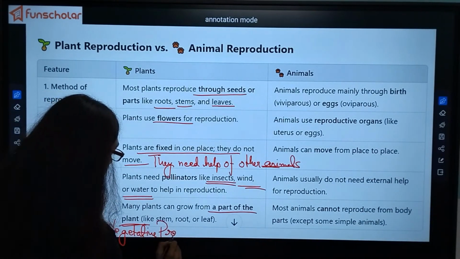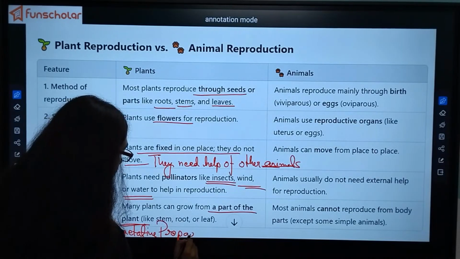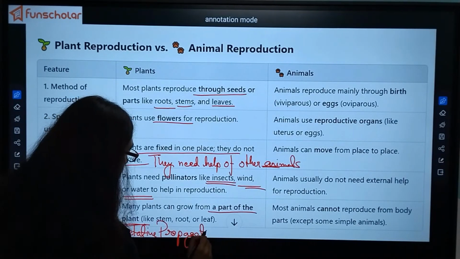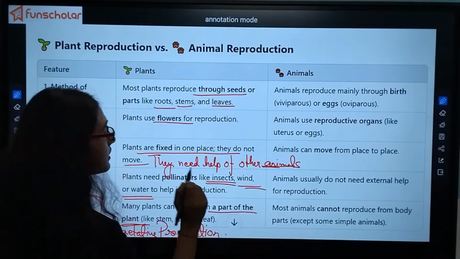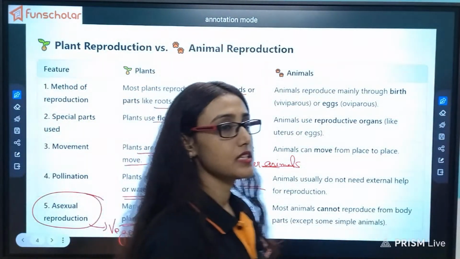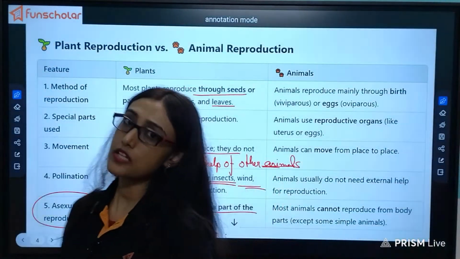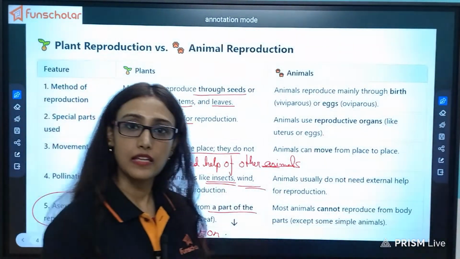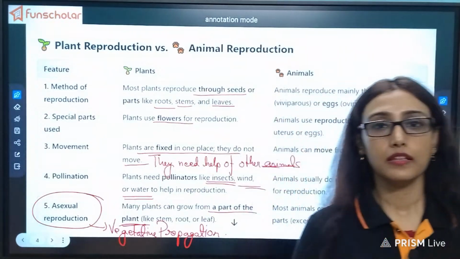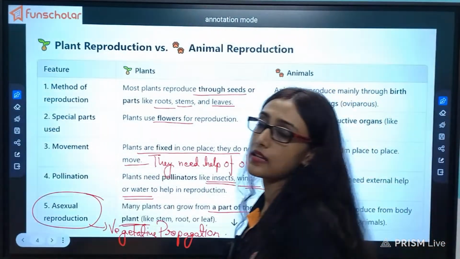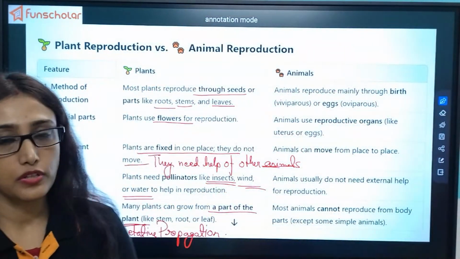Asexual reproduction or vegetative propagation. What is vegetative propagation? Vegetative propagation is a method in which a plant reproduces without using seeds. Then what do they use? They use their roots, stems, and even leaves to reproduce.